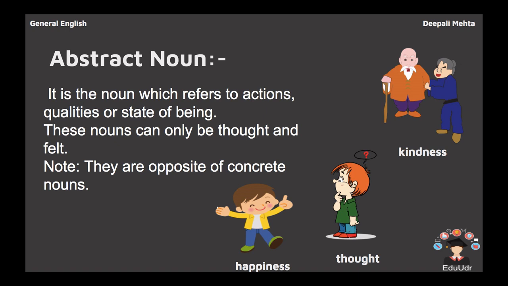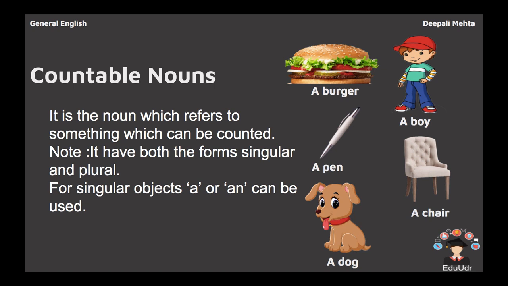Then comes the next, countable noun. Those nouns which refer to something which can be counted. For example, a burger, a boy, a pen, a chair, a dog. These are all countable. Now, they also have their plural forms. The burgers, the boys, the pens, the chairs, the dogs. They are countable, meaning they are all countable nouns. Remember, for singular objects, we always use a or an before a countable noun.